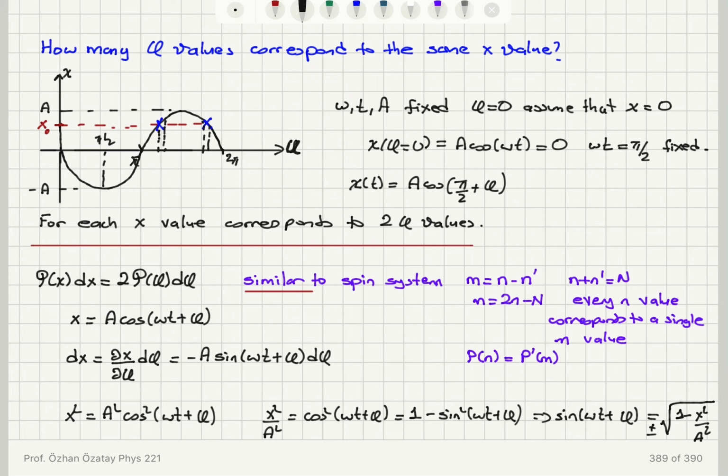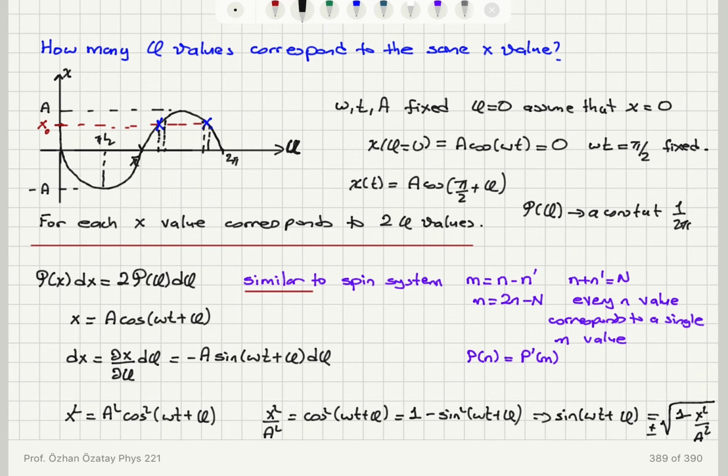So the relationship between the probability distributions of x and phi is that the probability distribution function of x dx is twice the probability distribution function of phi d phi. And why is it twice? Because the probability distribution function is a constant 1 over 2 pi. So for those two different phi values, even though I write that the probability distribution function is a function of phi, it is actually a constant 1 over 2 pi. So it's not a function of phi. So I can just multiply it by 2 in order to get the answer for x.